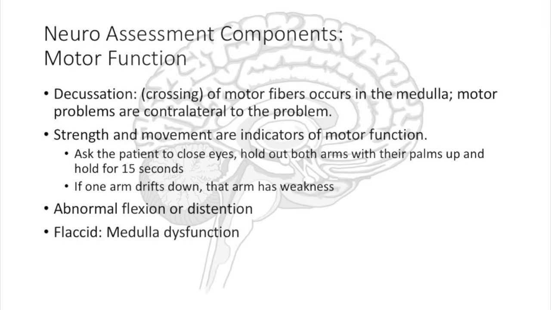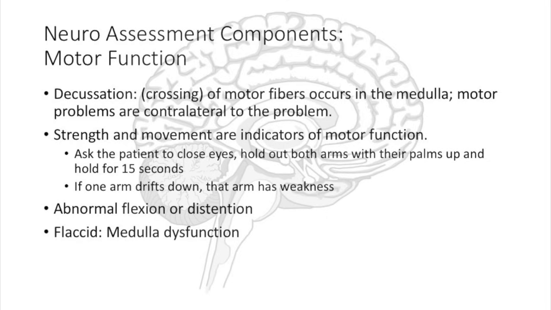Crossing of the motor fibers occurs in the medulla, and motor problems are contralateral to the problem. This is essentially why there's a deficit on the right side of the body if there is a left-sided brain deficit. Strength and movement are also indicators of motor function. Again, this is part of your neuro assessment.